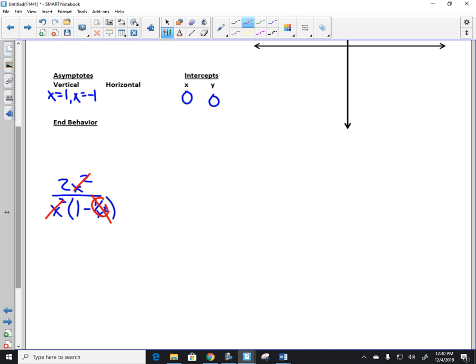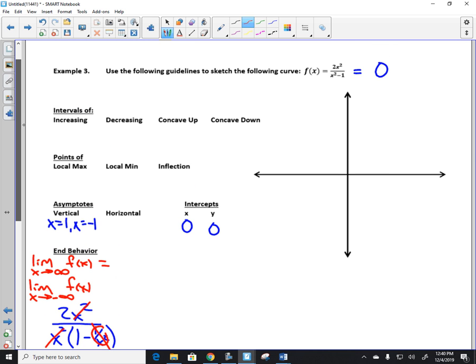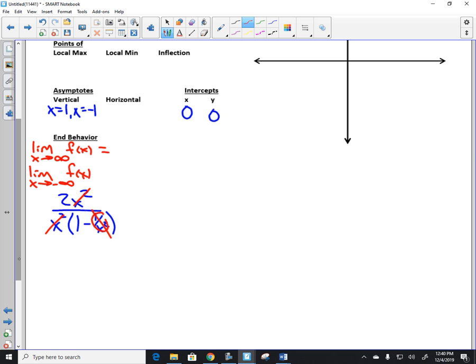negative infinity. The limit as x goes towards positive infinity, the limit as x goes towards negative infinity of the function. So look at your original function. What do you notice about the top? It's always positive. And if you plug in a large positive number to the bottom and square it and subtract 1, it's still going to be positive. So positive over positive will give you, so this will go to positive 2. We saw the limit here was 2.